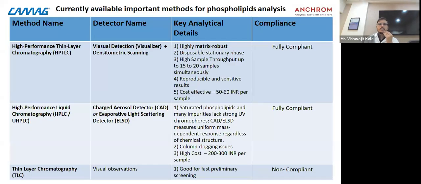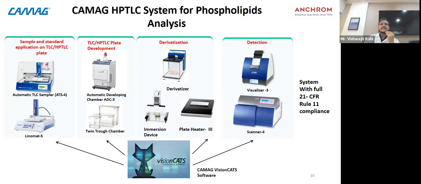So this table shows you that HPTLC is the first choice for phospholipids analysis, and this is the complete CAMAG HPTLC system for phospholipids analysis. This provides you the complete step-by-step instrumentation in the HPTLC workflow with a fully compliant environment, 21 CFR Part 11 compliant, in cGLP and cGMP laboratories. We can use these CAMAG HPTLC instruments and carry out routine phospholipids analysis.